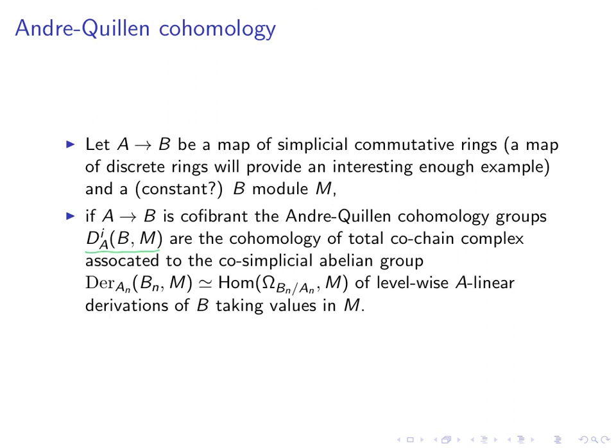derivations of B_n to M that are A-linear. And so basically it's the level-wise A-linear derivations of B taking values in M. This group of derivations, as usual, is isomorphic to the homomorphisms in the category of B_n modules of maps from the Kähler differentials to M.